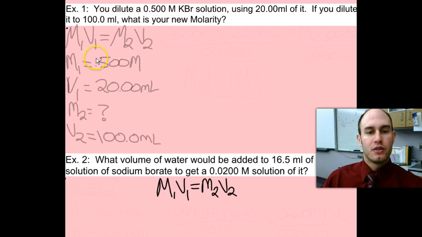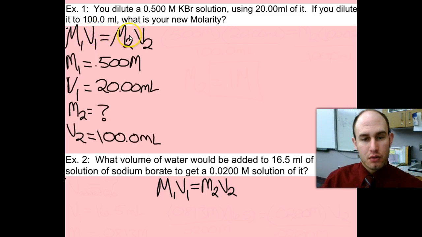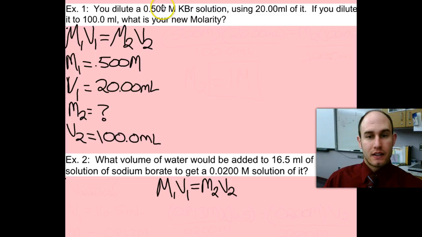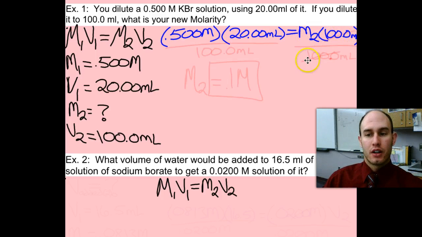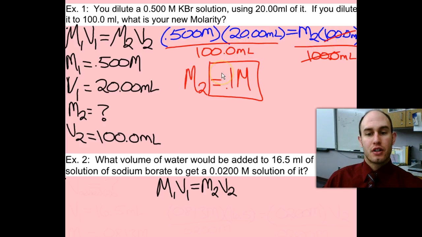So I know that I'm using the M1V1 equals M2V2 equation because I'm given this is my M1, that'll be my M2, and then this is my V1 here, and this is my V2. So I'm going to plug these variables into the equation. So I end up with 500 times 20 equals M2 times 100. To get M2 by itself, I need to divide each side by 100. So I divide each side by 100, and I end up with M2 as being 0.1 molar. So it's pretty simple there for the molarity calculation.